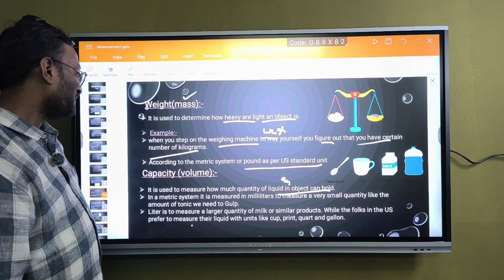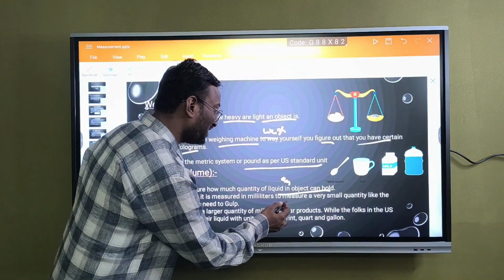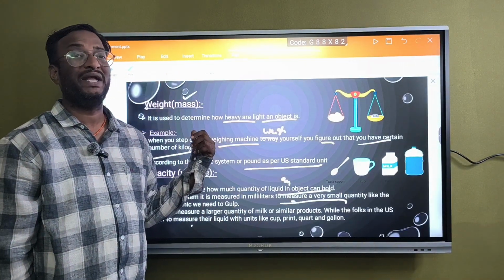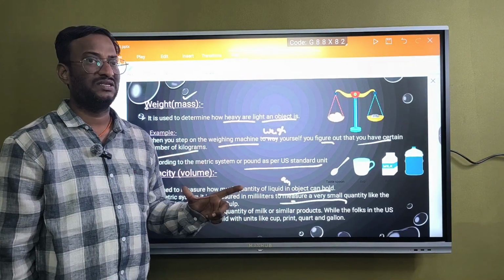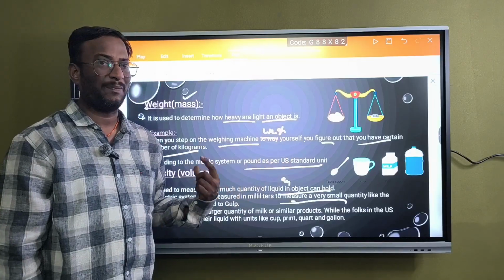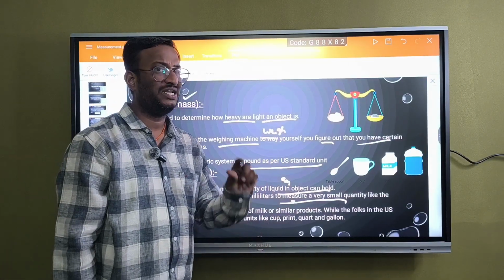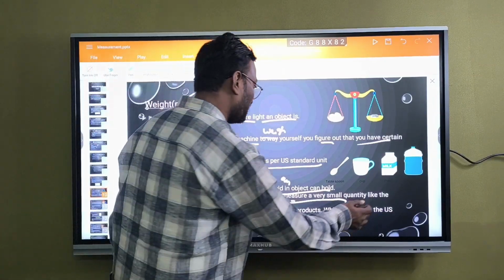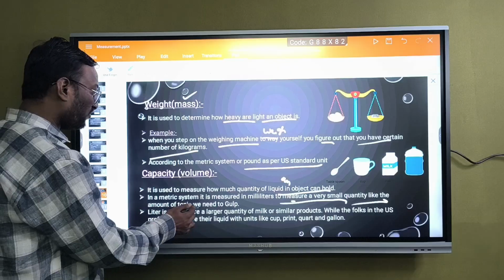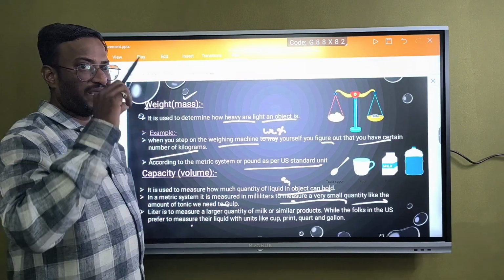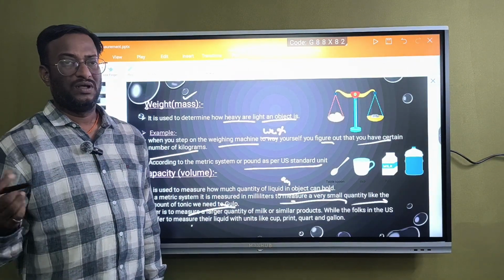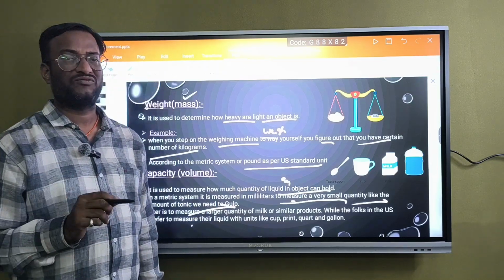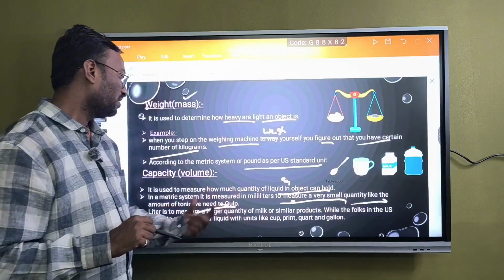In the metric system, it is measured in milliliters to measure very small quantities. There you are using millimeters to measure very small lengths. Here, to measure very small capacity, we are going to use milliliters. Generally your tonic syrups will be measured in milliliters, like the amount of tonic we need to gulp. If you get some cough or cold, you are going to have a little quantity of tonic. That is called a gulp.